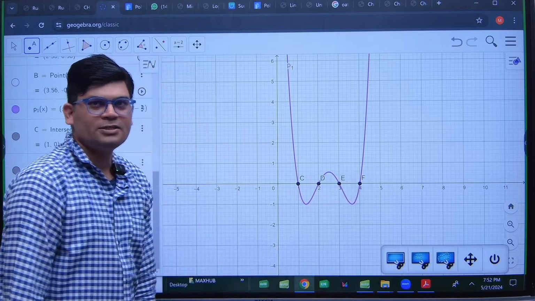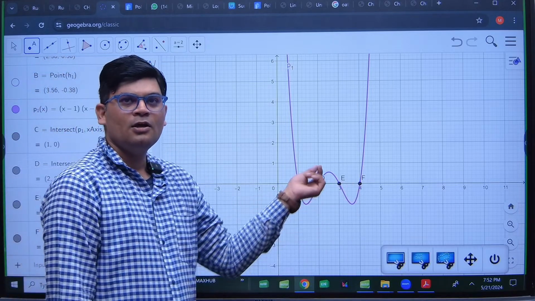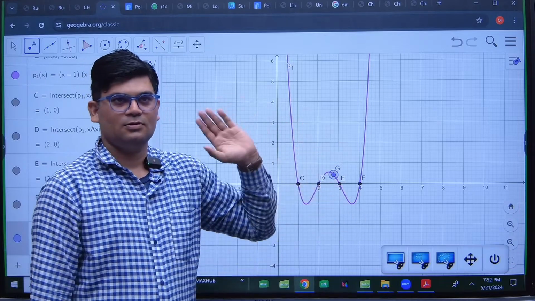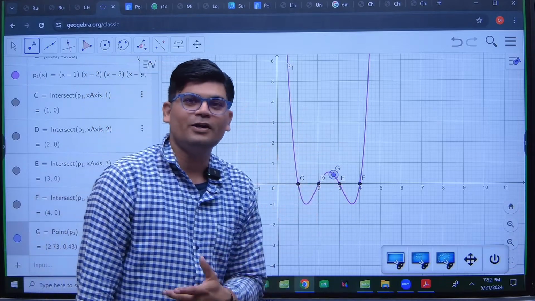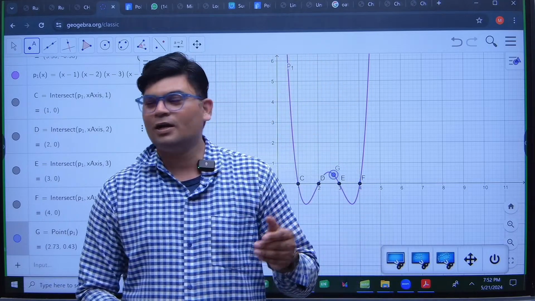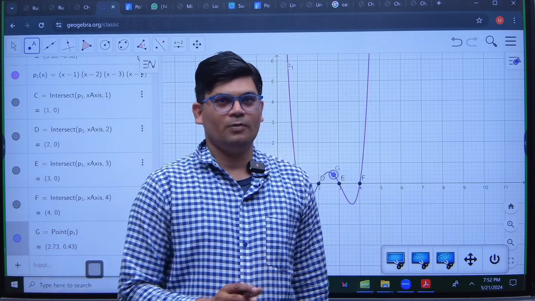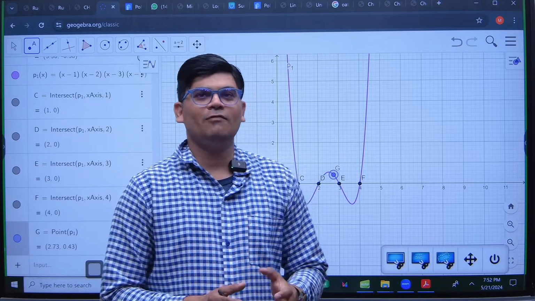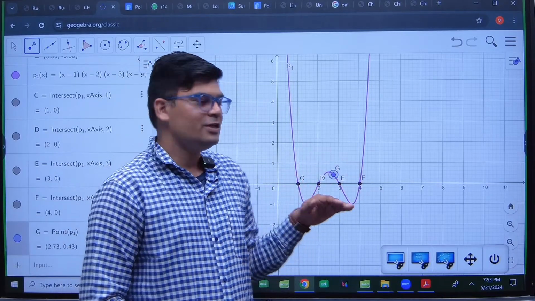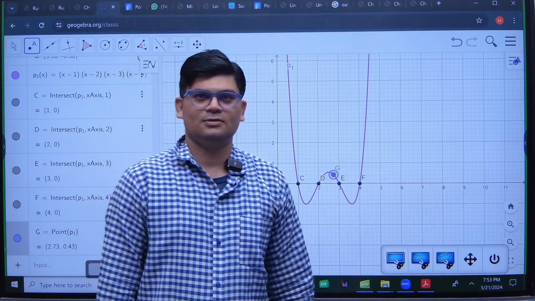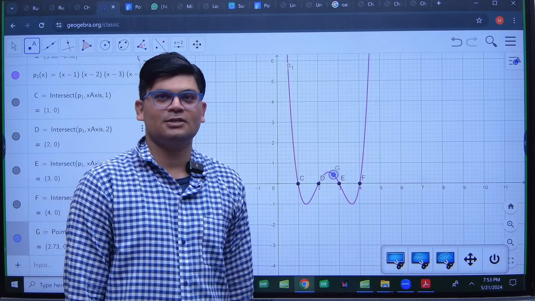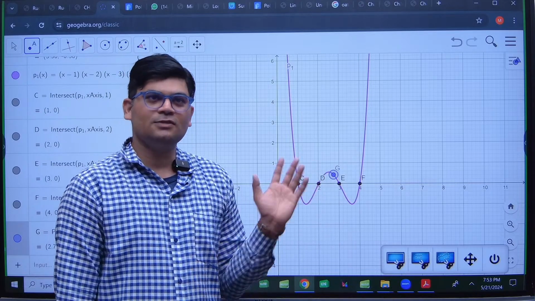And how many turns is it having? One turn here, one turn here, three turns. Three turns, but having four different linear polynomials. Four different linear factors will form four different values of x at which the graph is meeting the x-axis. The graph is intersecting the x-axis four times.